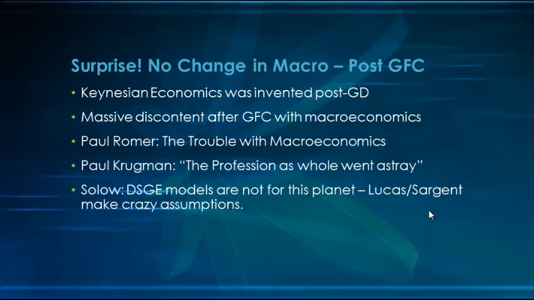Actually, there is massive discontent after the global financial crisis. Romer has written this article, Trouble with Macroeconomics, which we are going to study next time. Krugman wrote an article, What Went Wrong, and he says the profession as a whole went astray because they mistook the beauty of mathematics for truth. So he says that there is something called mathiness, where you use math everywhere, even where it's not called for.